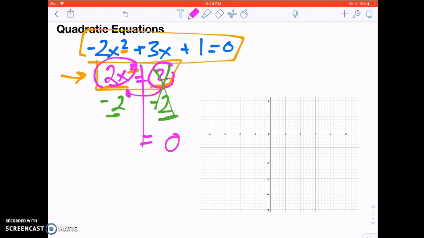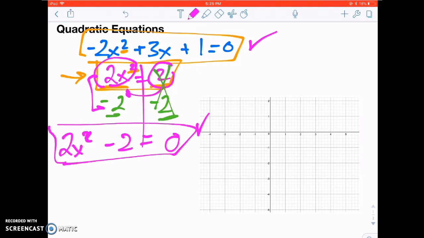Then on the left, 2x squared minus 2, unfortunately we cannot put those together because they're not like terms, so they just stay as 2x squared minus 2. Hey, check it out. We now have an equation that has all the terms on one side, and it equals 0. So now we can actually graph it and solve it.